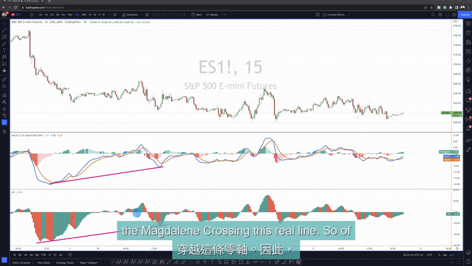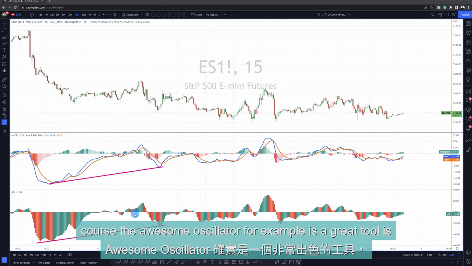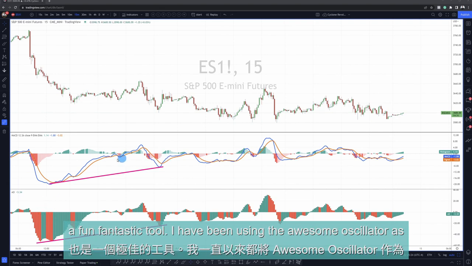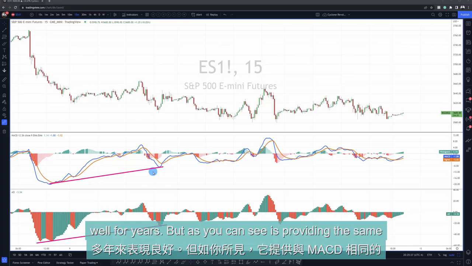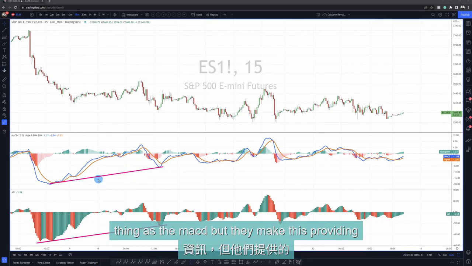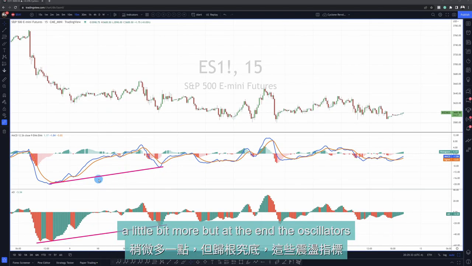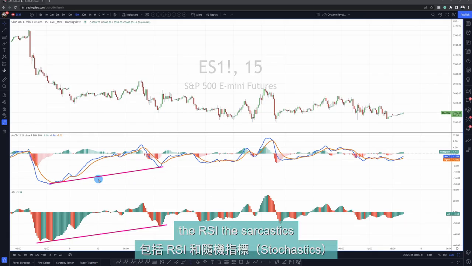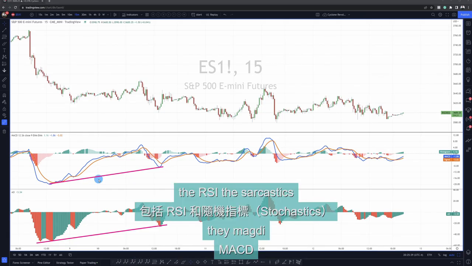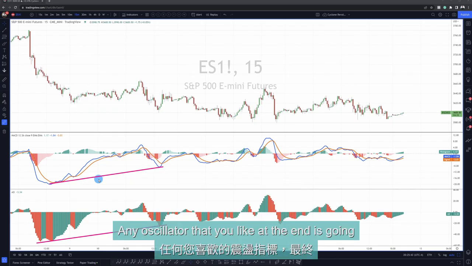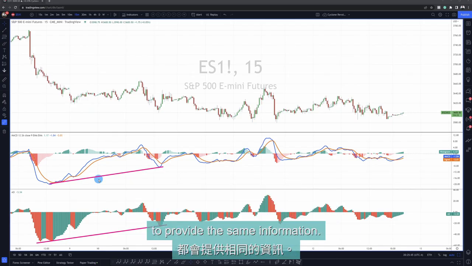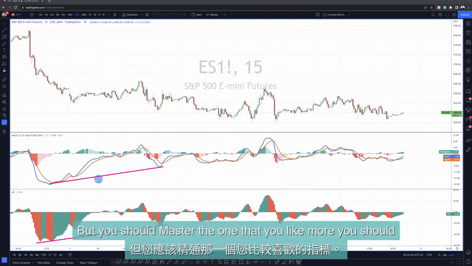So of course, the awesome oscillator, for example, is a great tool. It's a fantastic tool. I have been using the awesome oscillator as well for years. But as you can see, it's providing the same thing as the MACD, but the MACD is providing a little bit more. But at the end, the oscillators, the RSI, the stochastics, the MACD, any oscillator that you like, at the end is going to provide the same information. But you should master the one that you like more. You should read all these details. And I believe that the MACD provides a lot.